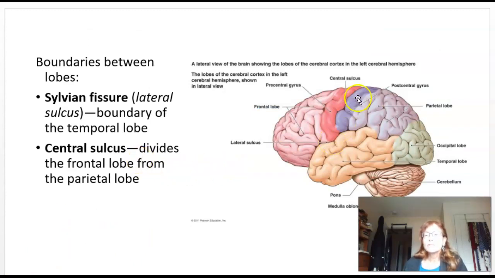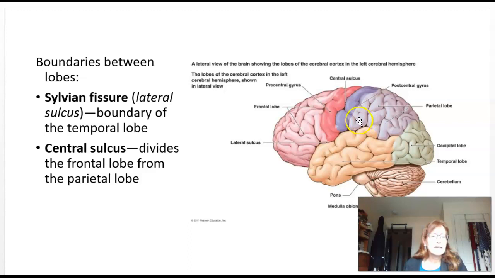There's some boundaries. Here's the central sulcus, and that's going to divide the frontal lobe from the parietal. But it also has another function, giving us a landmark to see where the primary motor cortex is and where the primary sensory cortex is. We also can call that the precentral gyrus, because it's the part sticking up. Precentral meaning in front of the central sulcus, and here's the postcentral gyrus right behind.